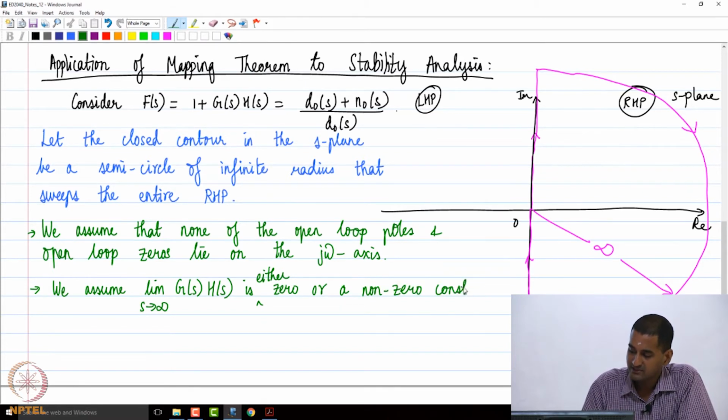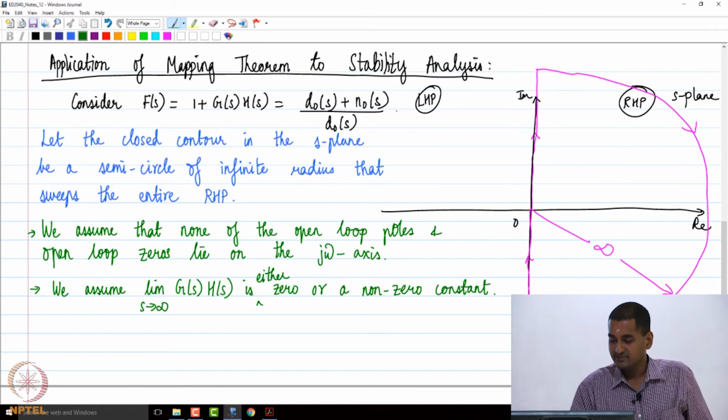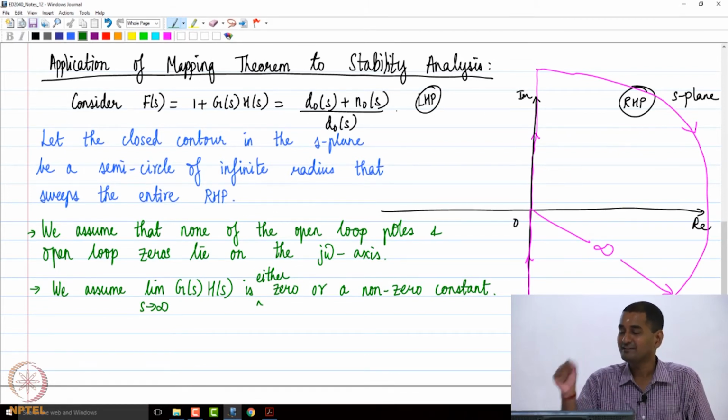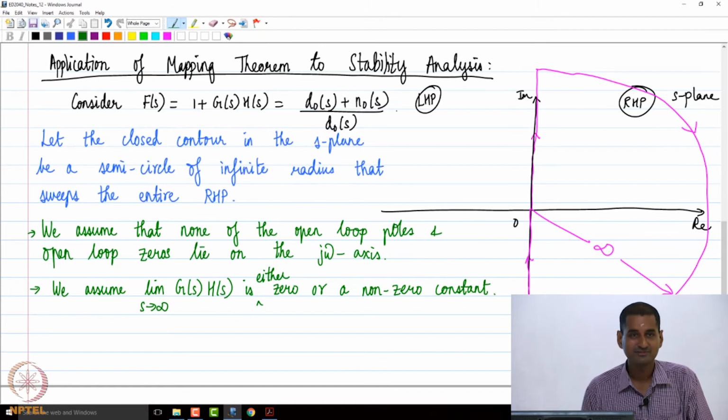Which is essentially saying that the system is causal. We have a proper transfer function to begin with. That's the class of system we are dealing with anyway. Why am I looking at this? Because this will imply that when I am going on a circle of infinite radius, s tending to infinity, all the points will be mapped to one point in the g of s h of s plane. That is the implication of the system being causal.